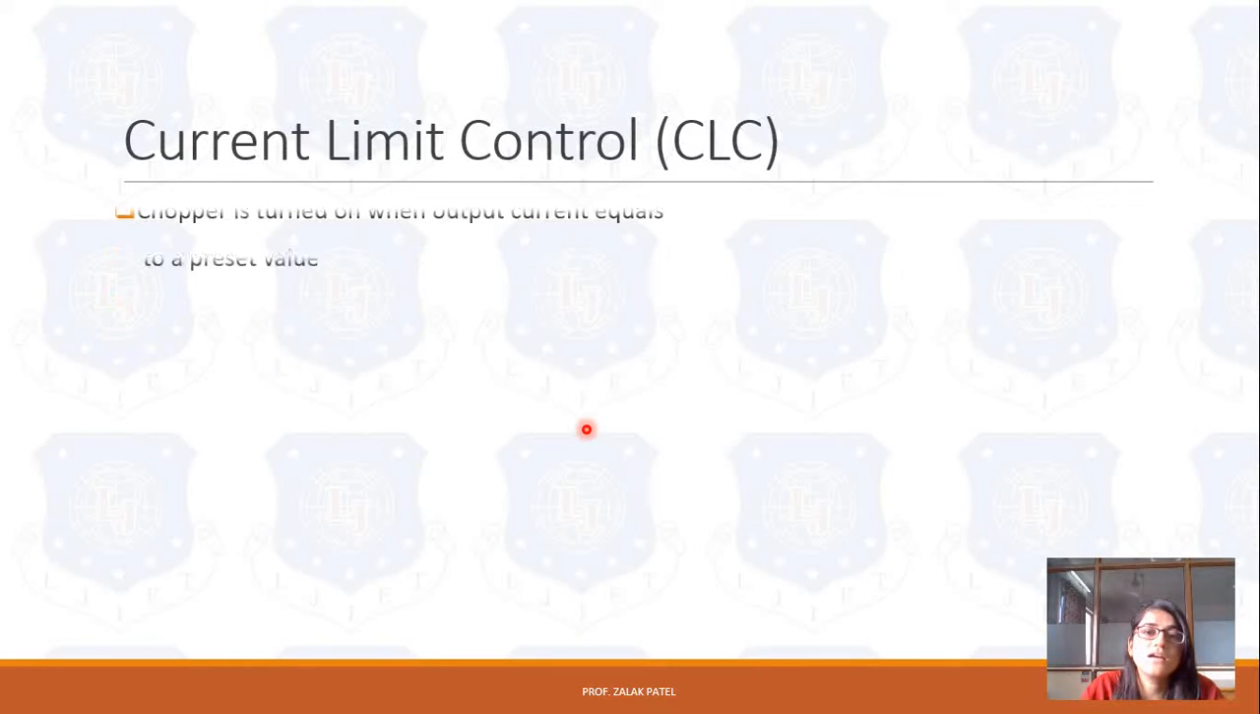Full form is current limit control. In this type of technique, the chopper is turned on when the output current equals some preset value. Now what is this preset value? The preset value is also in terms of current, if we talk about the current waveform. So if I say that 10 ampere is a preset value, then it is turned on when this waveform reaches 10 ampere, otherwise it remains off.